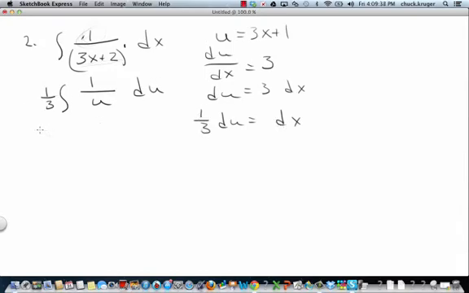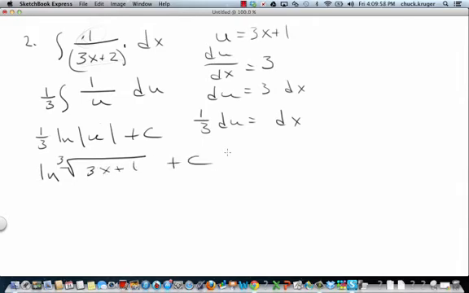So it's going to be 1/3 the natural log of the absolute value of u plus c. And now I'm going to do a couple of things here. This 1/3 is an exponent. It's a cube root. What is it a cube root of? 3x plus 1. And out here I have a plus c. All right. Number 3. Let's take a look at that.